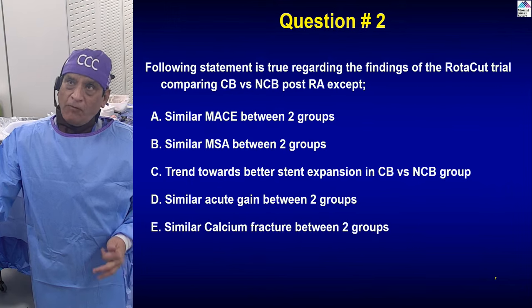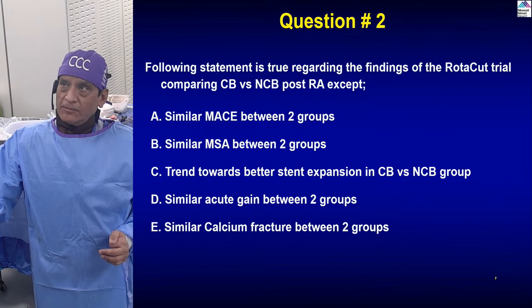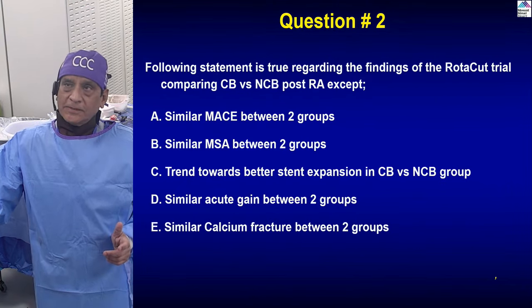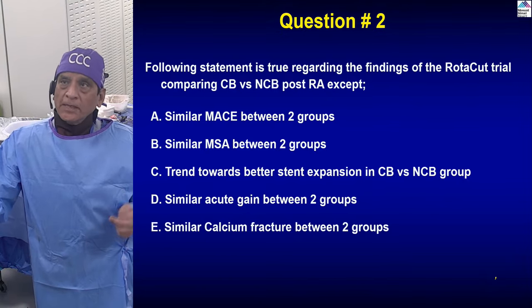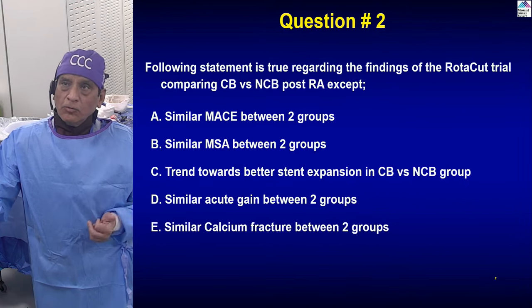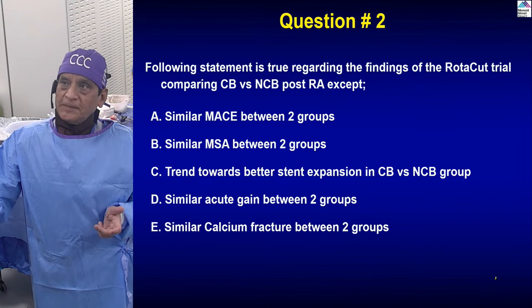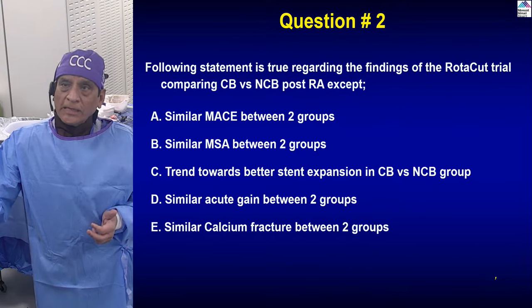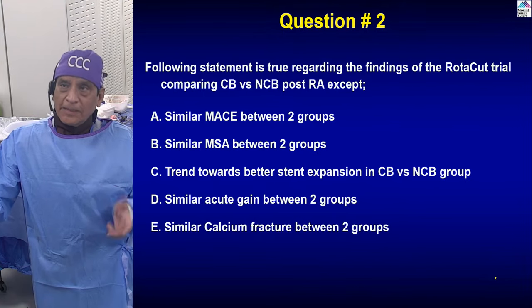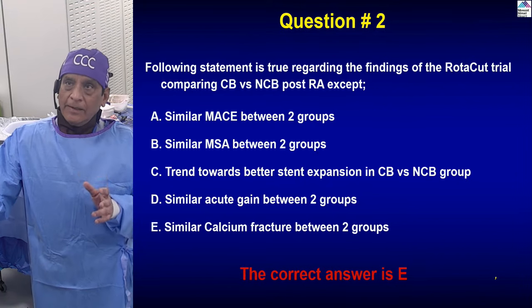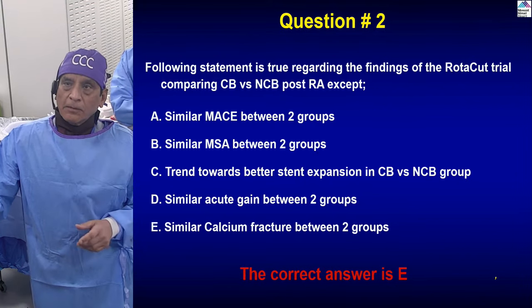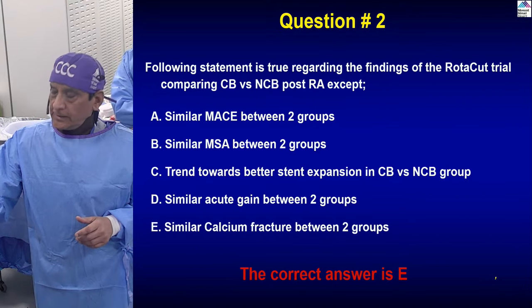Second question: the following statement is true regarding the findings of the ROTA-CUT trial comparing cutting balloon versus non-compliant balloon post RA, except: similar MACE between two groups, similar MSA between two groups, trend towards better stent expansion in cutting balloon versus non-compliant balloon, similar acute gain between two groups, similar calcium fracture between two groups. And the answer, which is the true one, is E. Basically, the calcium fracture was higher in the cutting balloon group.